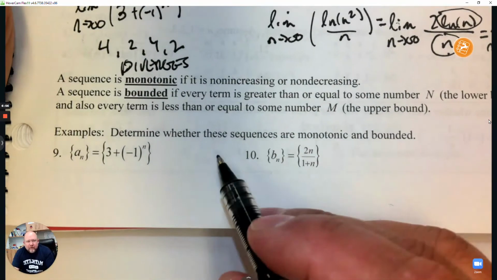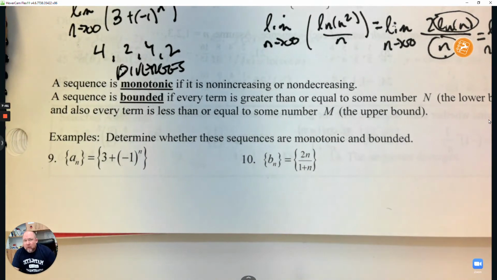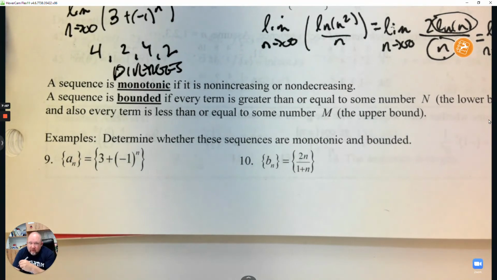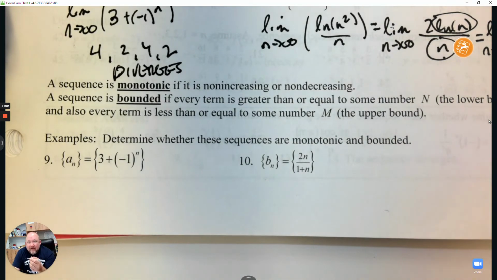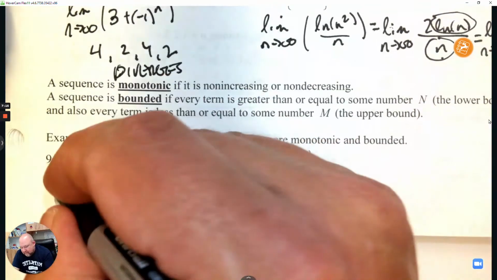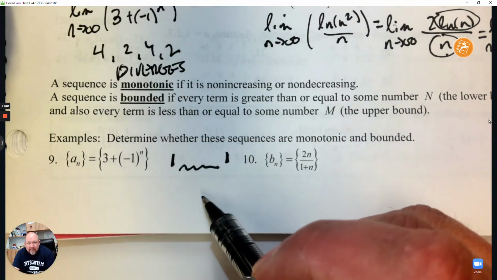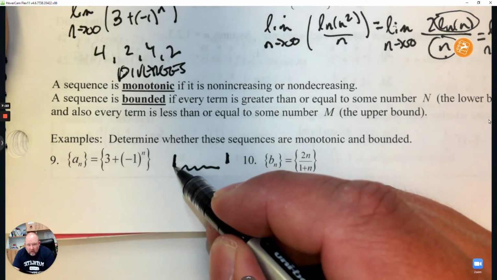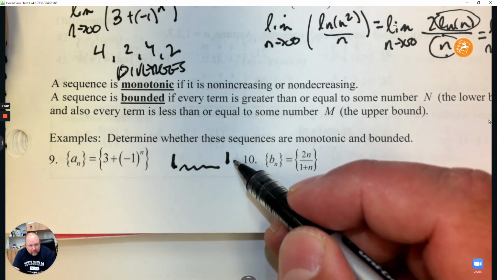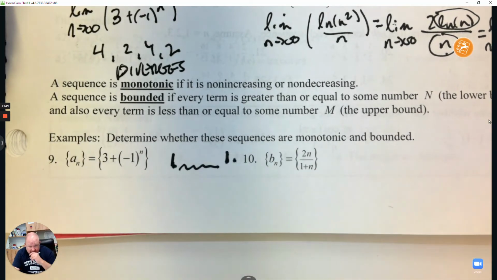Number 9, determine whether these sequences are monotonic or bounded. Now, monotonic means it's only increasing or only decreasing, and bounded means that there's a lower number and a bigger number, so that every number in the sequence is bigger than one number and smaller than another. So bounded means we have a low and a high, and all numbers are in between two numbers. If something's unbounded, we don't have these walls where we could say, oh, all the numbers are bigger than 0 and all the numbers are smaller than 3. That's bounded. If it's unbounded, it just goes to infinity or to negative infinity.